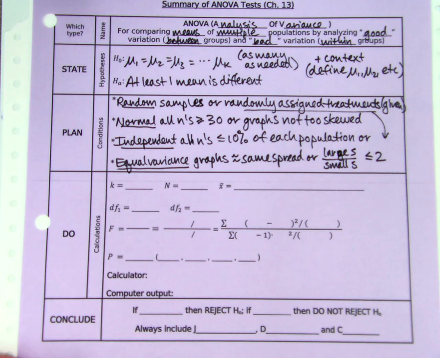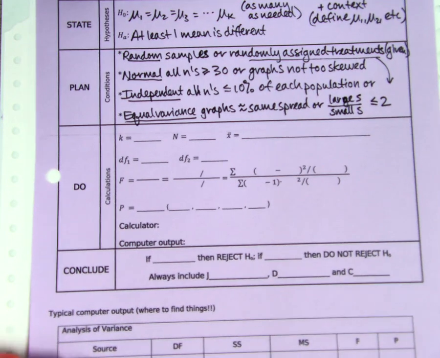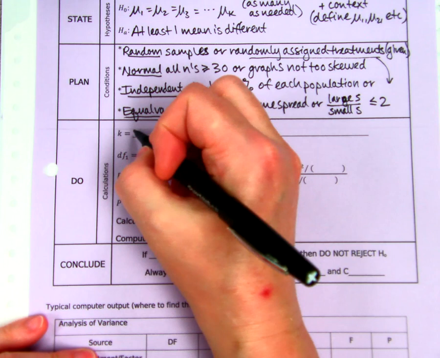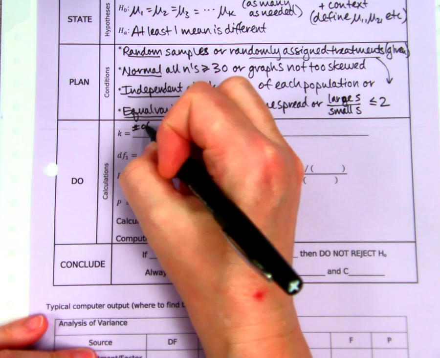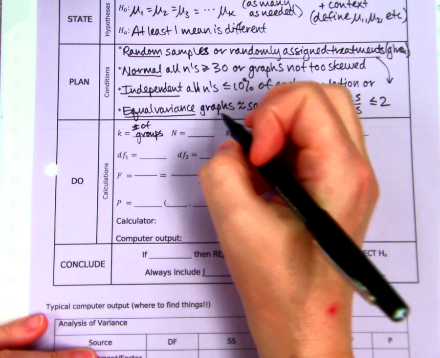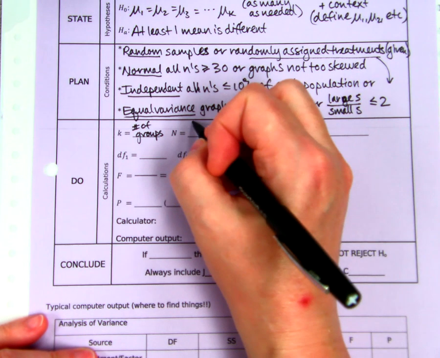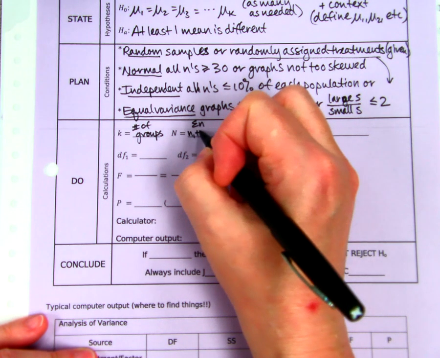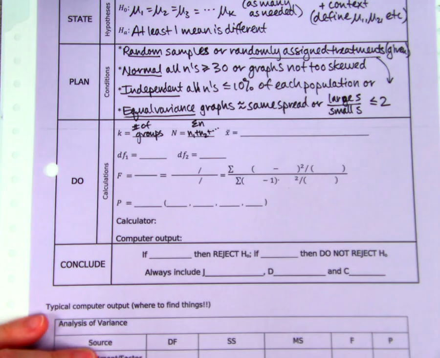The calculations were the hard part in this unit. You probably noticed that. Lesson 13.1b was where we did the calculations. K is the number of groups, which that part's not hard, right? That's why I put a K up there. And capital N is the sum of all the small n's, or it's n1 plus n2 plus all the rest, all the way up to nk.